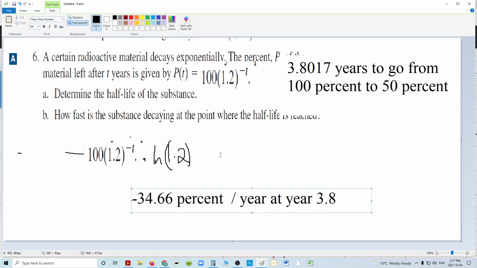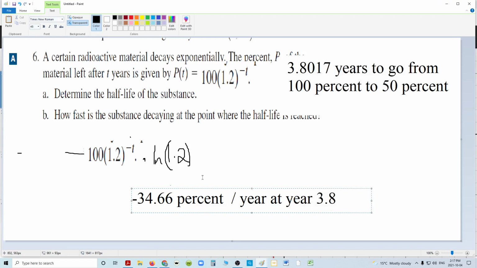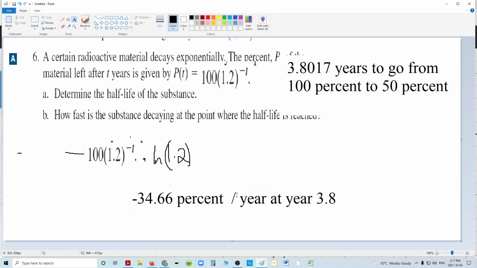I'm going to check my math again. I'm going to put 1.2 to the power of 3.8. Oh, and then I'm going to take the reciprocal of that. Yeah. I'm going to multiply that by ln 2. I'm going to multiply that by negative 100. I got the same answer. So my statement still stands. It's decaying at that rate.